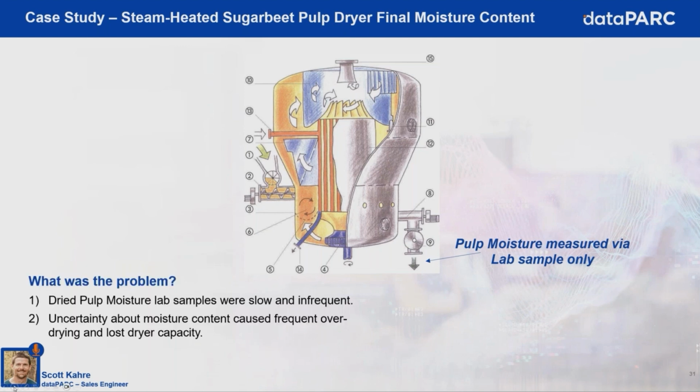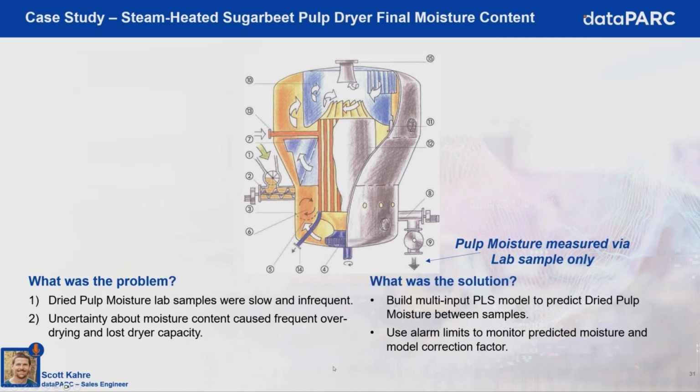So the problem was that that was just not frequent enough to properly control the process. And so in between lab samples, operators would get concerned about the moisture content and frequently over dry the pulp. So you'd end up with a lower moisture content on the outlet than was necessary. And when you've over dried, that means you've evaporated more water in the dryer than you needed to, and its capacity is based on evaporation. So over drying causes lost operating capacity.